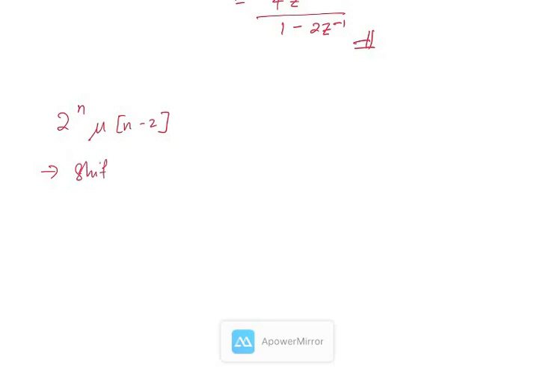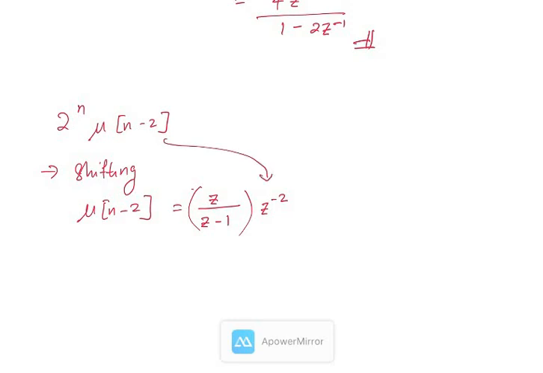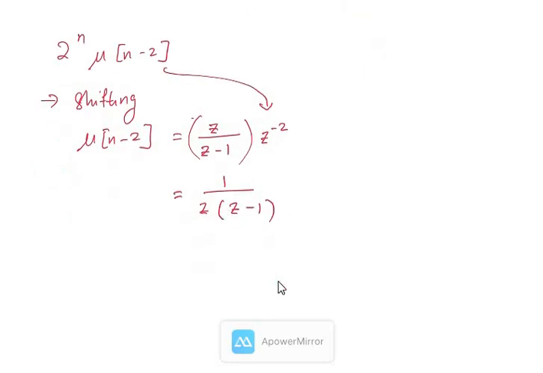So I write down here for 2 power of n u[n minus 2]. For the shifting part, I have unit step n minus 2 equal to z over z minus 1, and then I multiply with z power of minus 2. This one is for the shifting. So from here I get 1 over z minus 1, because I cancel out the z, since z multiplied with 1 over z power of 2 cancels out. I remain with 1 over z multiplied with z minus 1. So next is the scaling.